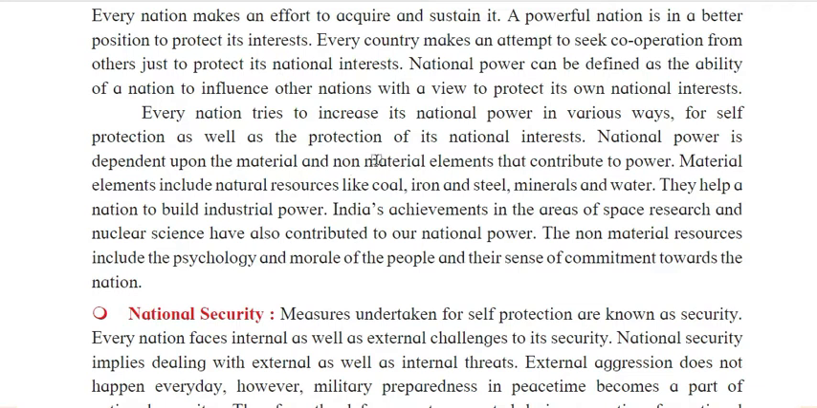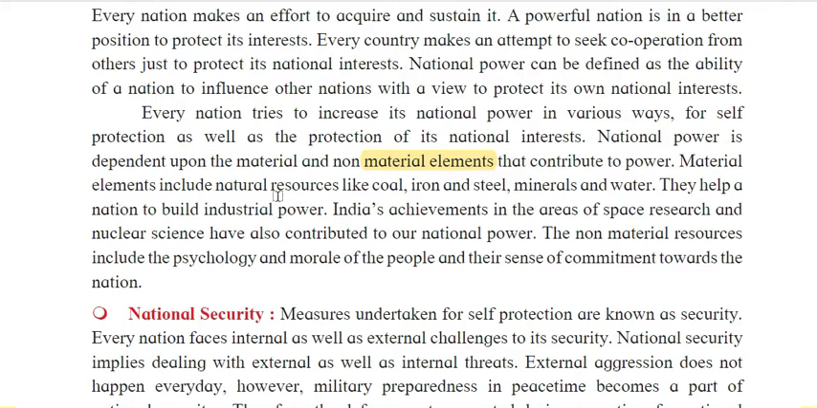So what do the material elements mean? The hard power: the army, navy, air force, whatever weapons we have. And what does non-material power mean? It is nothing but the art, culture, language, our cuisines. Okay, whatever knowledge we have, that is a non-material element that contributes to power.